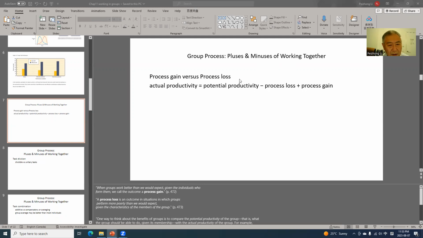Group work can be good or bad. Working in groups can produce a process gain or a process loss. A process gain is the gain compared with working alone. And process loss is the detriment or the cost compared with working all by yourself. When we measure people's actual productivity, we take the potential productivity, deduct process loss, and add process gain, and then you have the actual productivity.